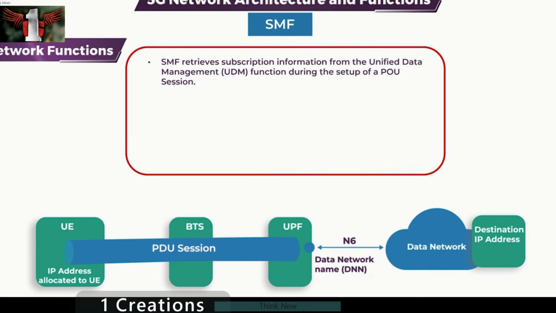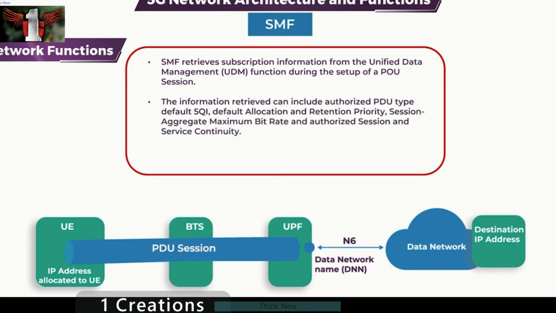The SMF retrieves subscription information from the Unified Data Management, UDM, function during the setup of a PDU session. The information retrieved can include authorized PDU type, IPv4, IPv6, Ethernet, unstructured. Default 5QI, default allocation and retention priority, ARP, session aggregate maximum bitrate, session AMBR, and authorized session and service continuity, SSC.